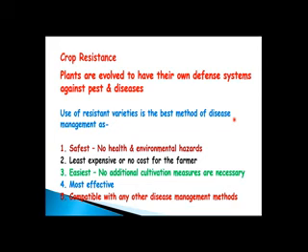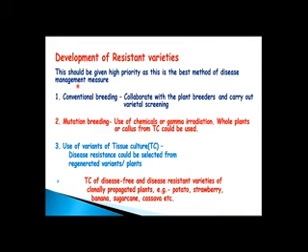So we will go on to crop resistance first. Plants have evolved their own defense system against pests and diseases. So use of resistant varieties is the best method of disease management, as it is safest, least expensive or no cost to the farmer, easiest, most effective, and compatible with other management measures. So it is better that officers should give high priority to the development of resistant varieties for safer agriculture. They should be given high priority.